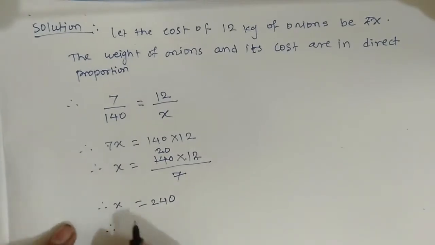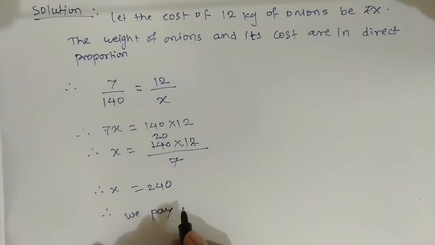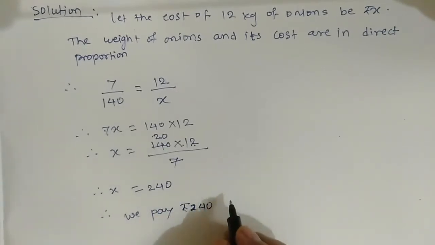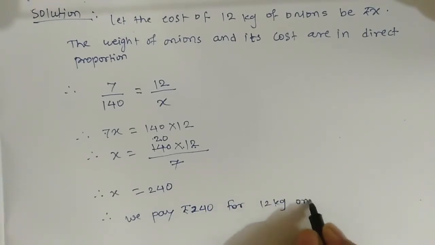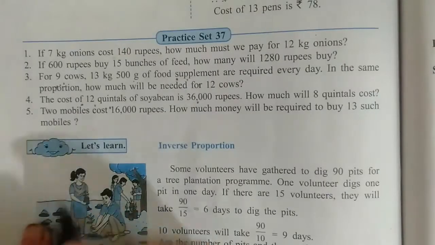So therefore we pay 240 rupees for 12 kilo onions. Very simple. Now see the second example.